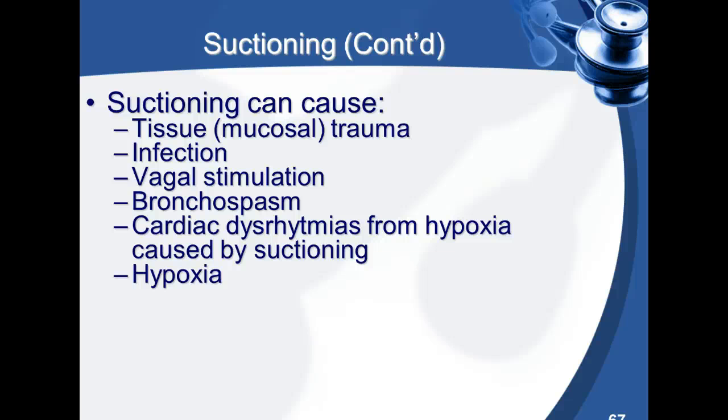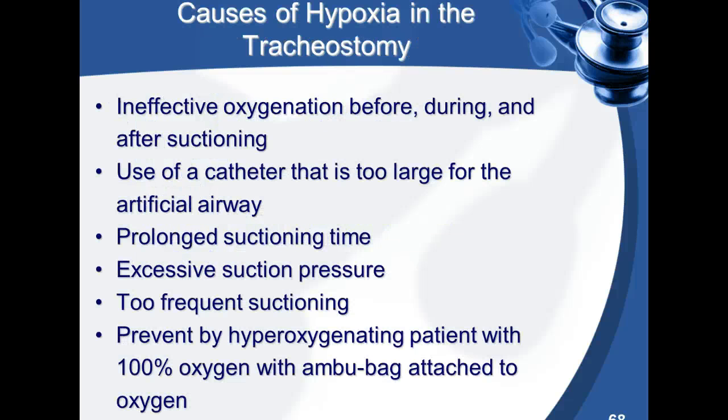Suctioning can cause tissue trauma, infection, vagal stimulation, bronchospasm, and cardiac dysrhythmia from hypoxia. Like I said earlier in the previous slide, a lot of times people have that because they have lack of oxygen. Causes of hypoxia is ineffective oxygen before, during, and after suctioning. So you can't be just sitting in there suctioning forever. That's why we tell you to suction as you pull the catheter out.